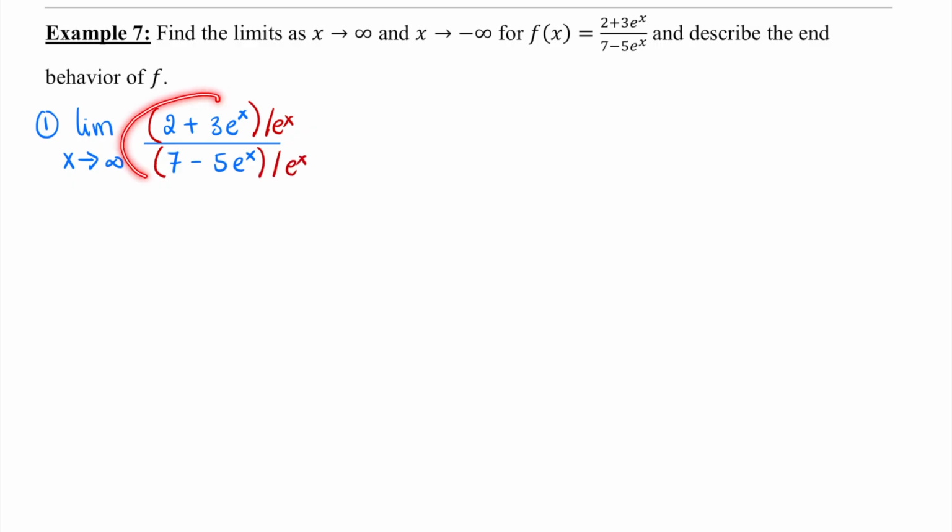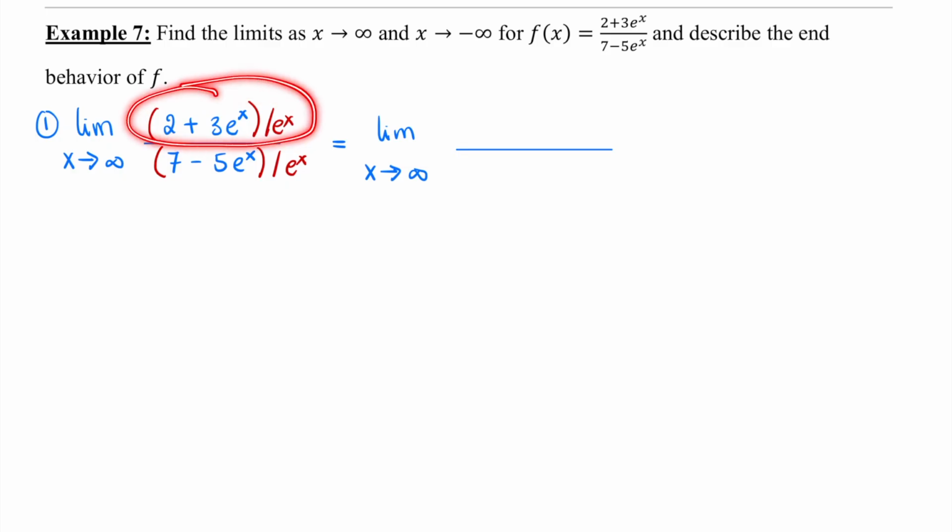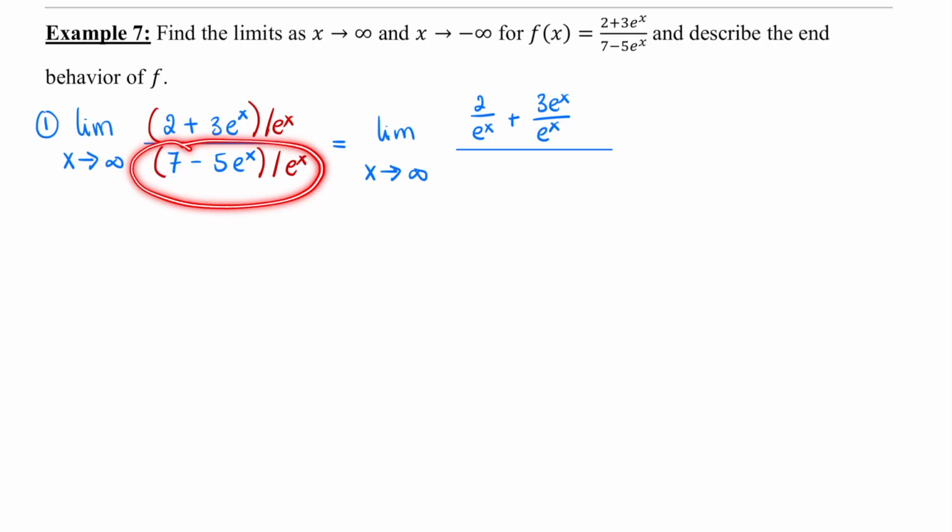Next, we need to rewrite this. For the numerator, we have 2 over e to the x plus 3e to the x over e to the x. For the denominator, we have 7 over e to the x minus 5e to the x over e to the x.